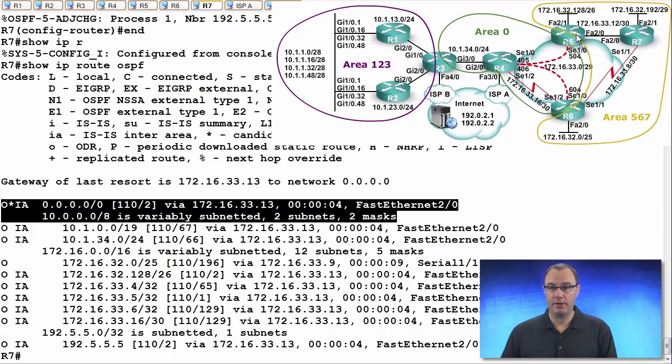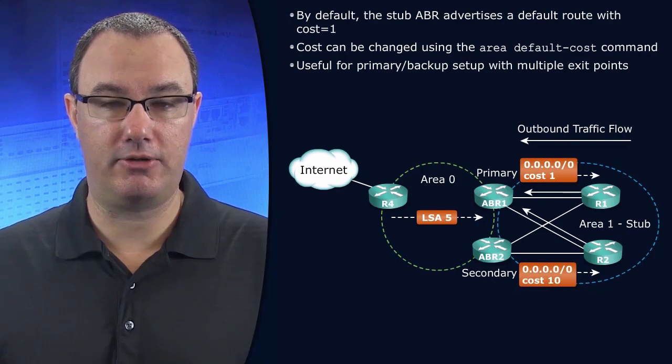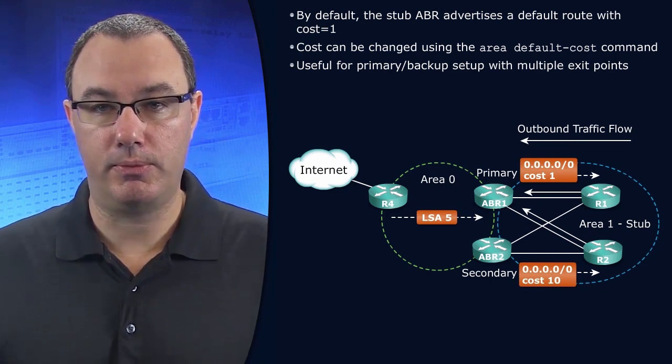Why? Because both of these routers, R5 and R6, are injecting a default route with the same cost. If I wanted to, I could up the cost of the route that was being advertised by R5. Now, I'm not going to do that because my topology is working pretty well.